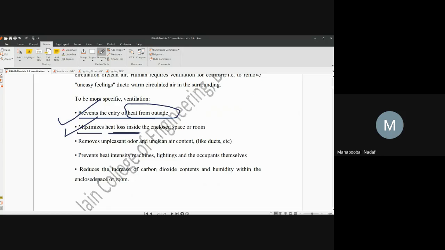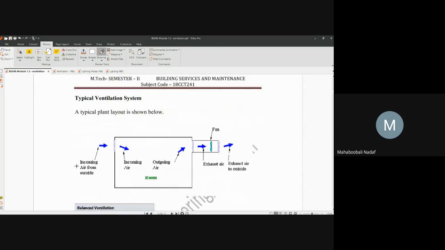So that is the principle or purpose of ventilation. Unpleasant odor, that is okay. Clean the air content, that is also okay. Prevent the heat intensity of machines, such as a lathe machine in any small workshop. And also very important, through the light also heat is coming, maybe daylight, maybe artificial light. Bulbs are also emitting heat. Okay, so reduce the increase in CO2, very important. That is what we have to control. These are the specific purposes of ventilation. Is that okay? Yes, sir. Okay, sir.